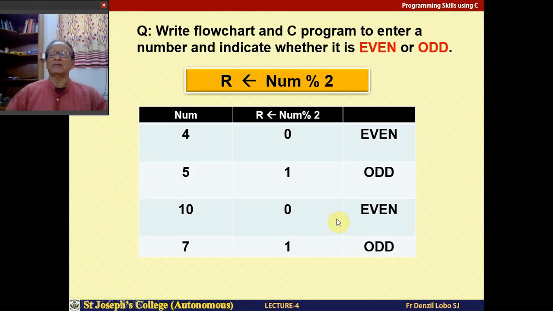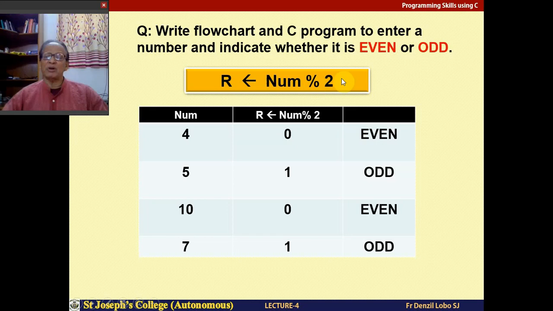Now let's take the next question. Write flowchart and C program to enter a number and indicate whether it is even or odd. For example, I say 3, immediately you are going to say it's not even, it is odd number. I say 10, you say it's going to be even number. So how do you decide? It is decided using what is called the modulus operator.